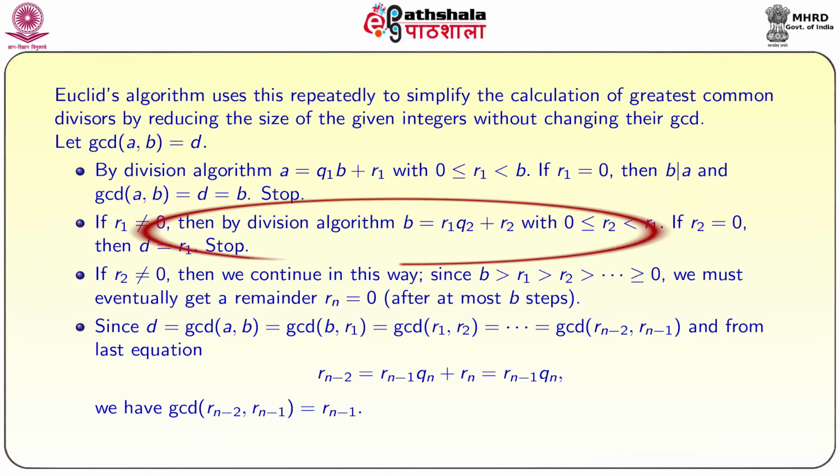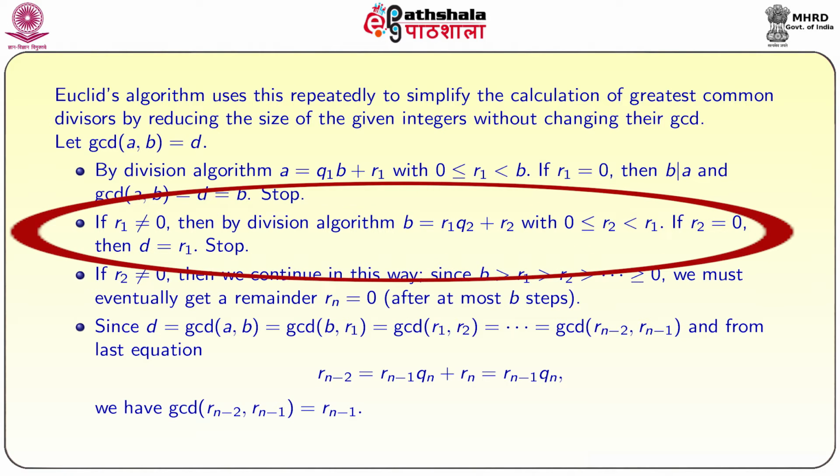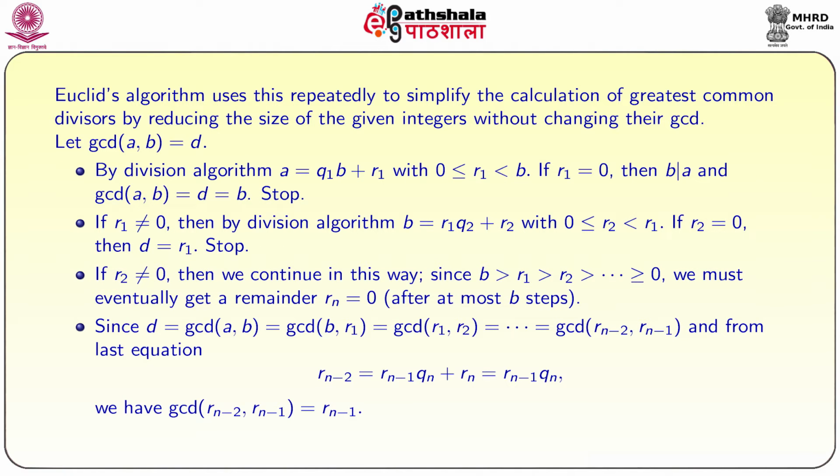But if R1 is not equal to 0, then by the division algorithm, now we apply the division algorithm for B and R1. So, B = R1Q2 + R2, where 0 ≤ R2 < R1. If R2 is equal to 0, then again we have D equal to R1, and we stop. That means GCD of (B, R1) is R1, and then by the previous result GCD of (A, B) also becomes R1. So, we got the required result. If R2 is not equal to 0, then again we will continue in this way.